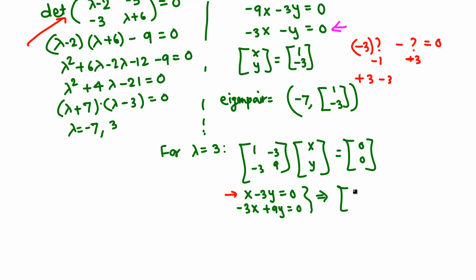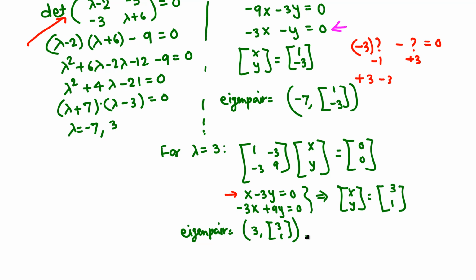Let's find one pair of x, y. If we take y equals 1, then this is negative 3. And if we take x equals 3, 3 minus negative 3 is 0. So this is one of many correct answers: 3, 1. So another eigenpair is: the eigenvalue is 3, and one of many correct eigenvectors is 3, 1. Okay, final.